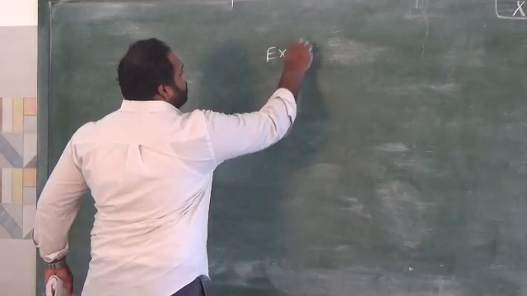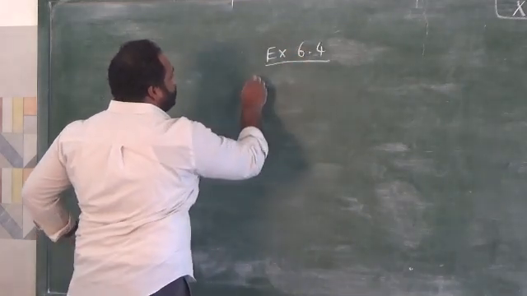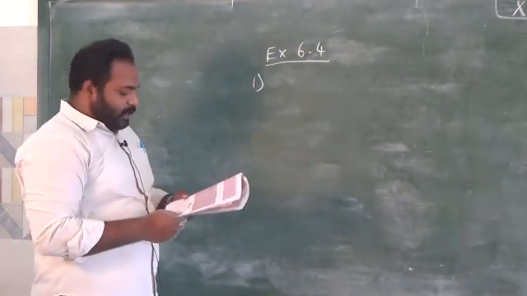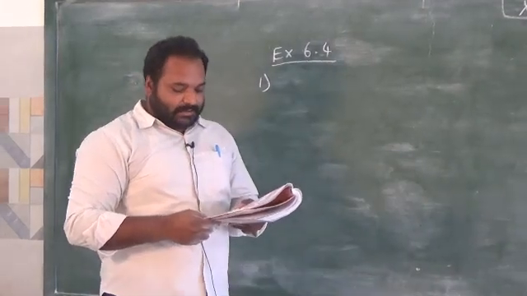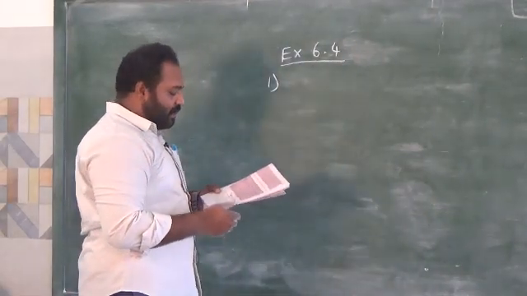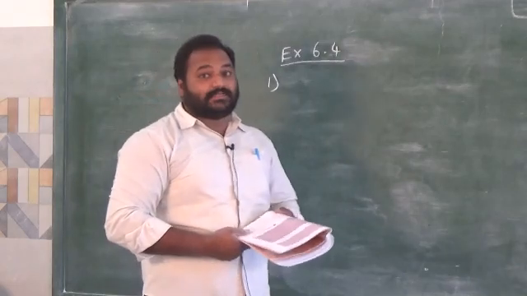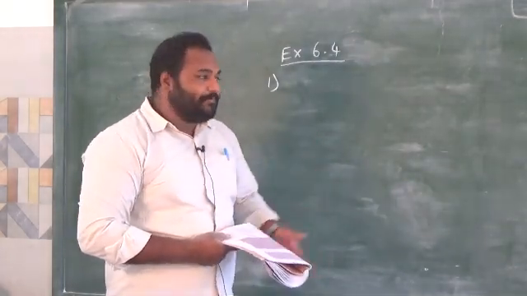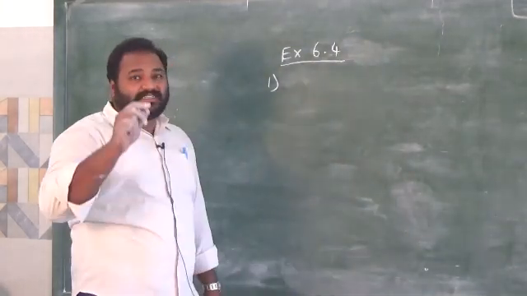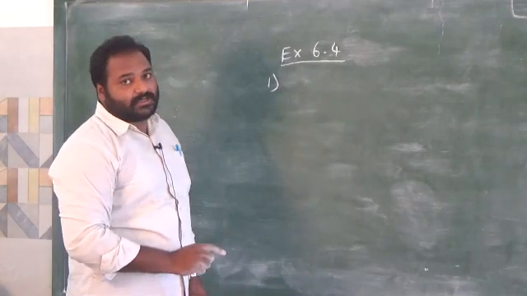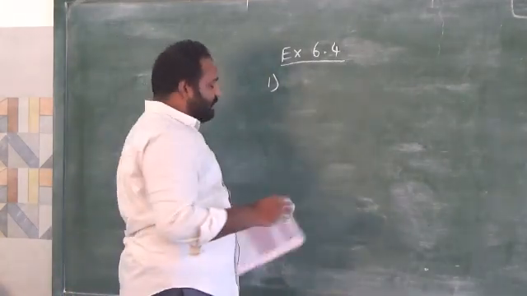Exercise 6.4, first problem. Find the combined equation of the straight lines whose separate equations are given. Here separate equations are given. We have to find out the combined equation. Combined equation is nothing but just multiplying the separate equations, that's all. So, what are the separate equations?